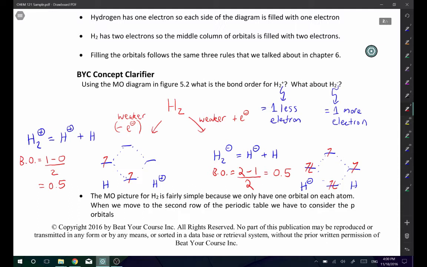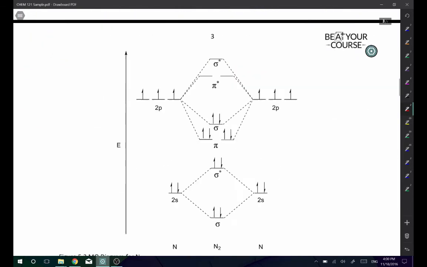It was only a 1s and a 1s. The same is also true if you have a 2s and a 2s. S orbitals, there's only one s orbital. So that's why it's fairly simple. Things start to get a little bit more complicated when you look at p orbitals. So we'll cover that next.